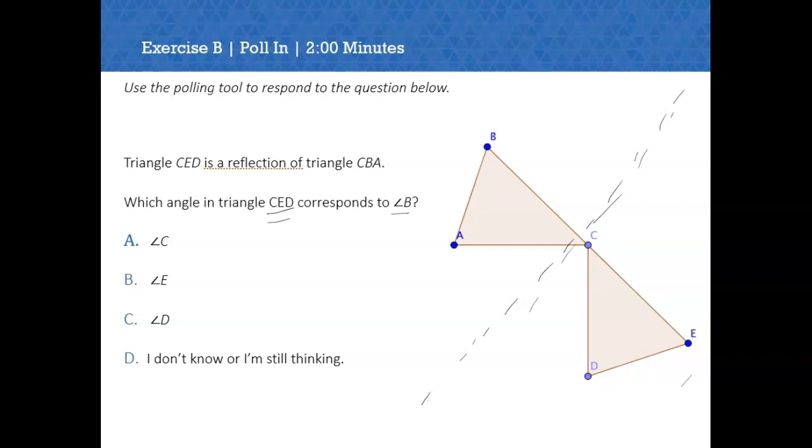So when this is reflected, it's like you fold a piece of paper on that line and everything should line up. So we folded on this line, C and C line up, A and D line up, and B and E line up. So angle E is our answer.